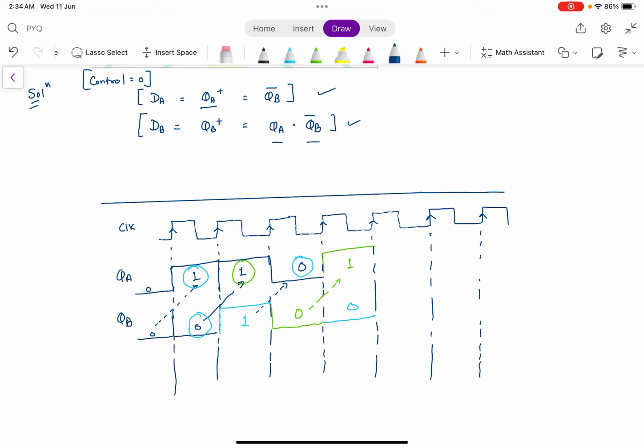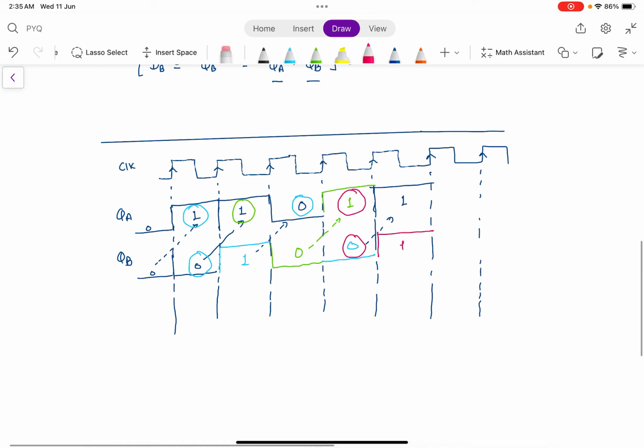Now again this is your complement. I am following the same steps, and again you have to look that QA and the complement of QB is going to be 1. So 1 AND 1 is 1. Now you will see that the sequence again starts repeating.